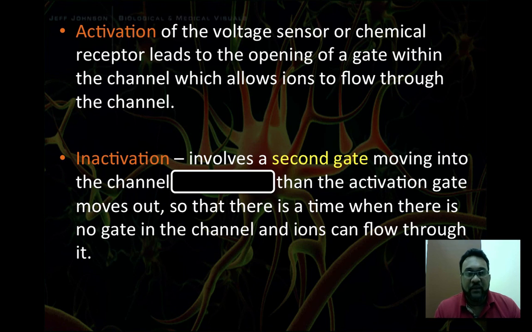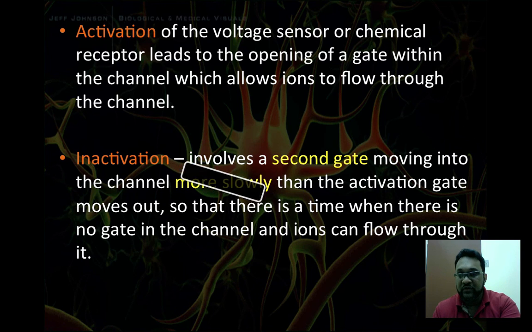So let me see if you remembered everything I just spoke about. Activation of the voltage sensor or chemical receptor leads to the opening of a gate within the channel, which allows ions to flow through the channel. Inactivation involves a second gate moving into the channel. Although both of them are moving, the inactivation gate moves more slowly than the activation gate. So there's a time when there's no gate in the channel and ions can flow through it. So guys, that's basically the sodium ion channel.